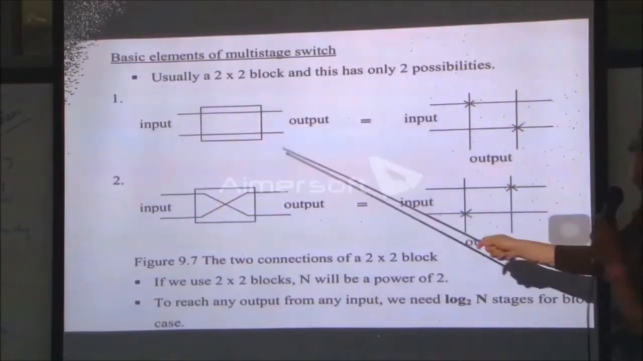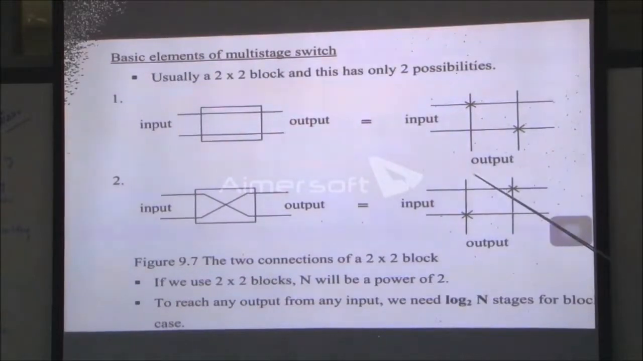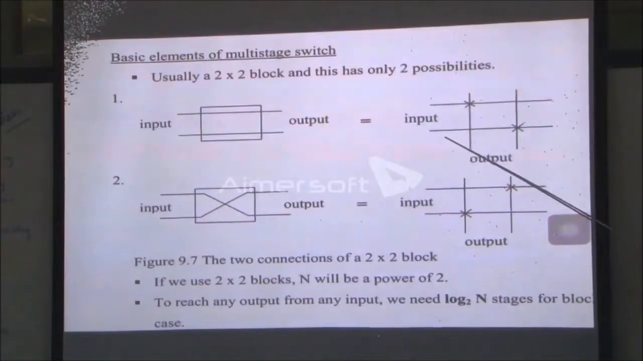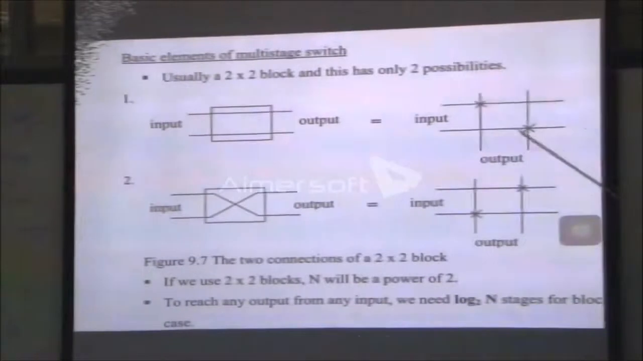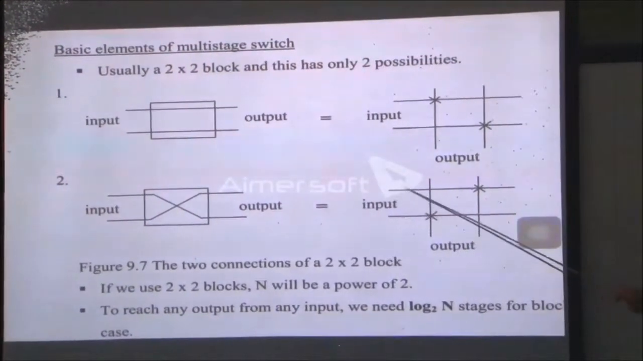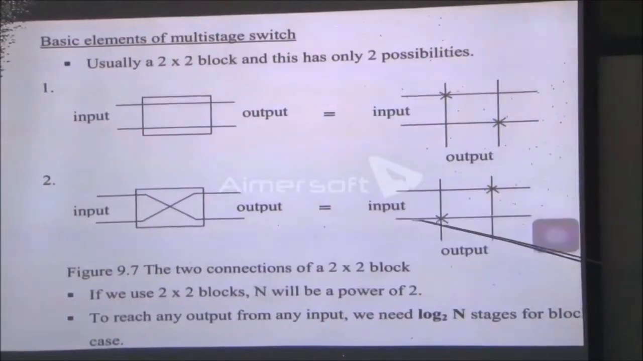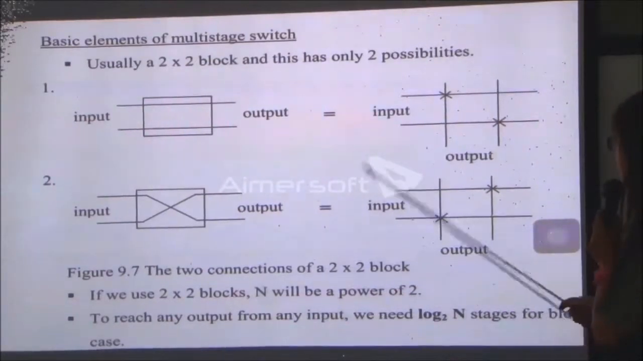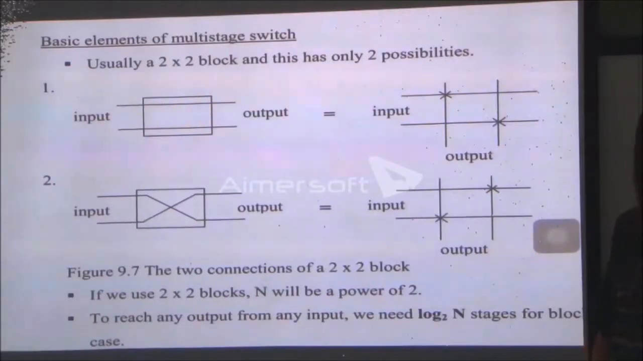Inside the one with the straight line, first input to first output, you will have a contact here. You will use this cross point. And for second input to second output, you use this cross point. For this case, you will use first input to second output and second input to first output. So we'll use it this way to draw when you want to design the connection.